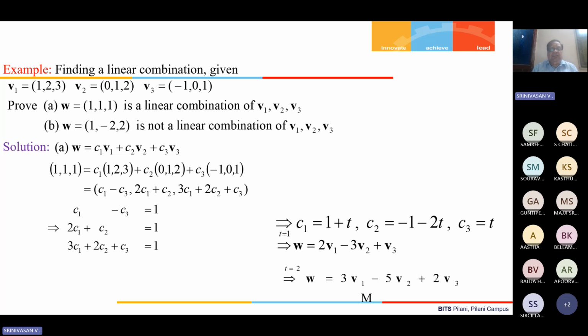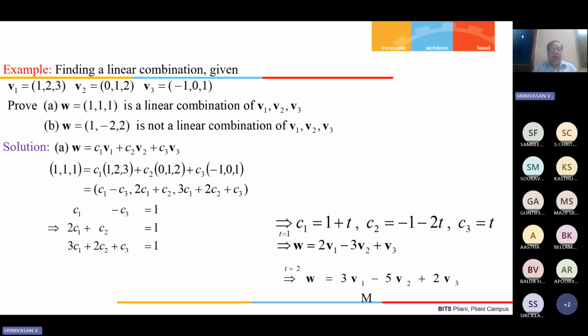So here they have taken an arbitrary value. Supposing C3 is equal to T. So C1 will be 1 plus T. And C2 will be 1 minus 2C1, and C1 is already 1 plus T. So minus 2 into 1 plus T, so you have minus 1 minus 2T. And then C3. From the third equation, you can check that 3C1 plus 2C2 plus C3 is 1 whenever you have these three values.